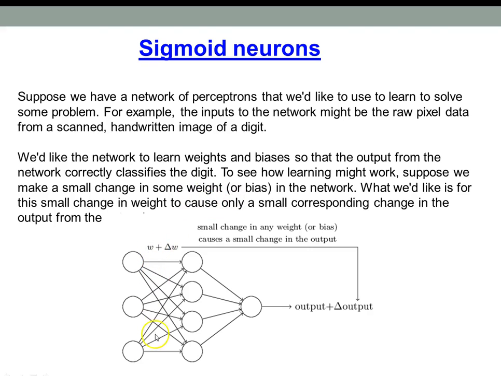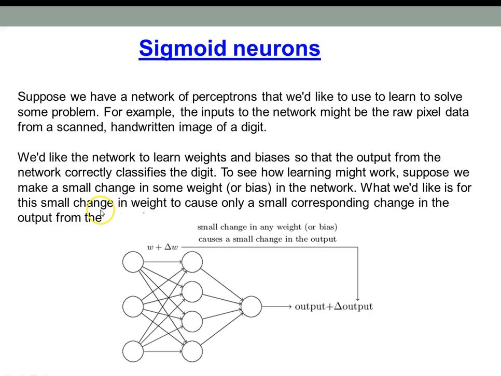So we have these weights here. Suppose we made a little change in one of the weights. Okay, is this clear? We're going to change some weight by delta W. Everyone understand that notation, delta? Delta just means a change.